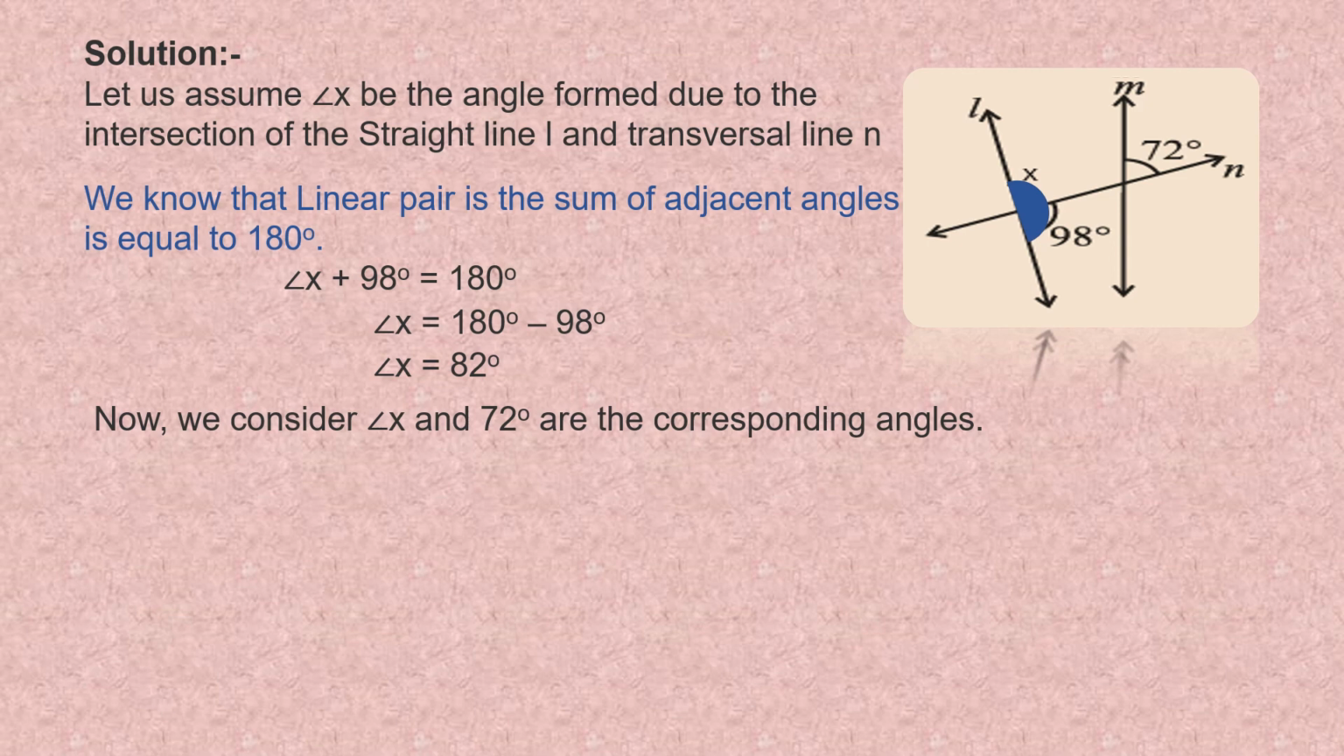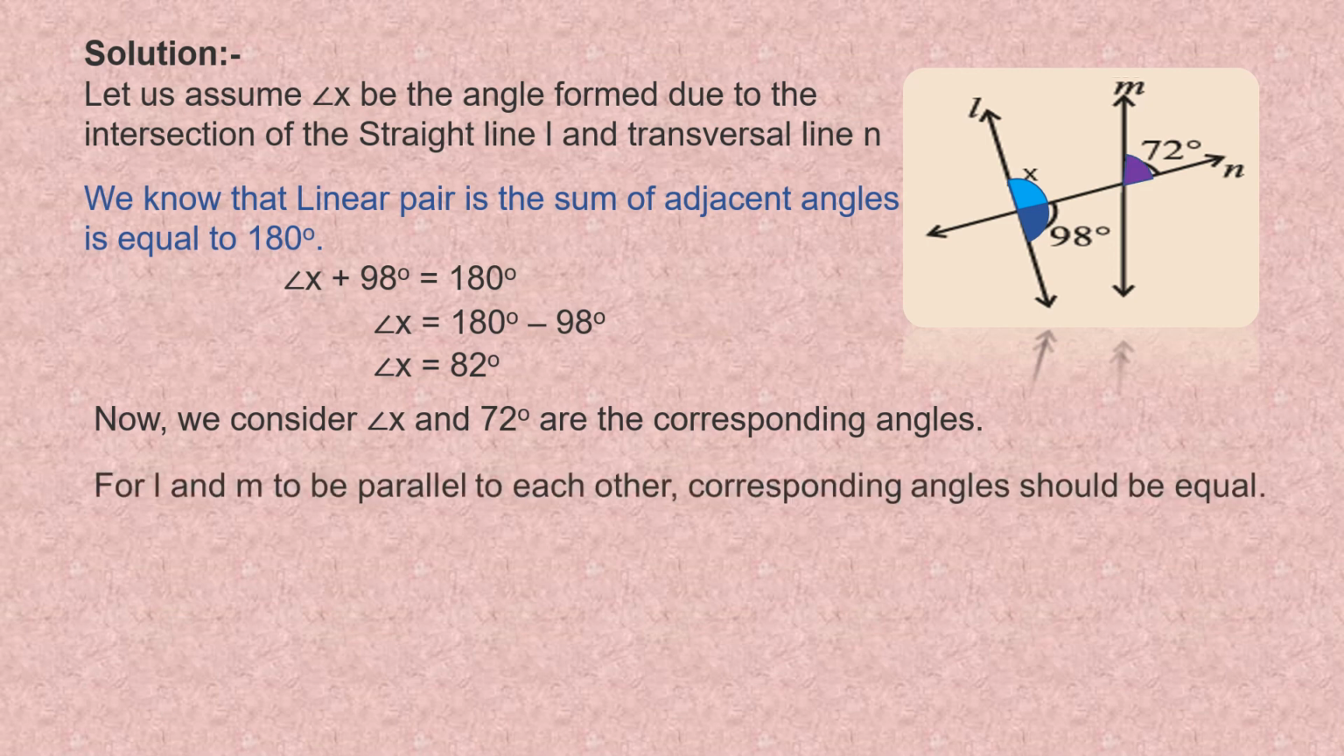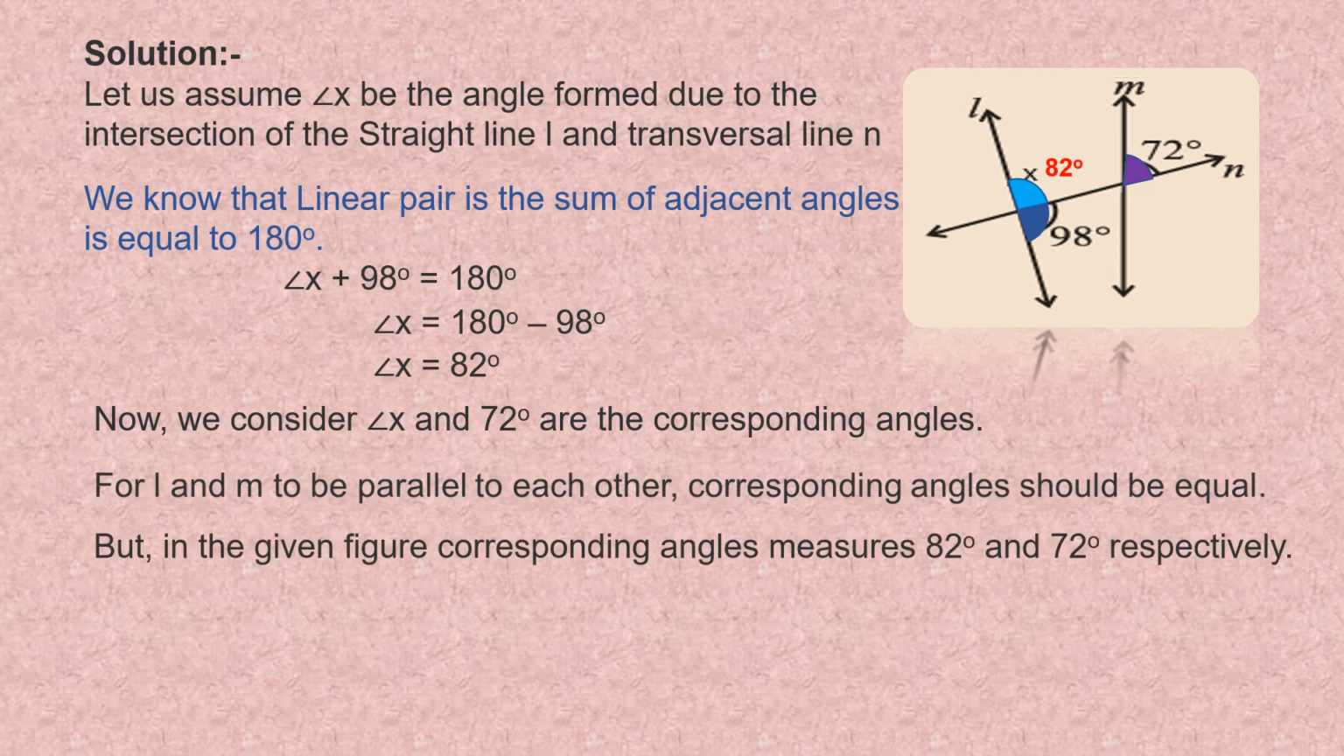So we also know that the corresponding angles will be equal. Here angle x equal to 82 degrees, but the other corresponding angle is 72 degrees. Since they are not equal, the lines L and M are not parallel.